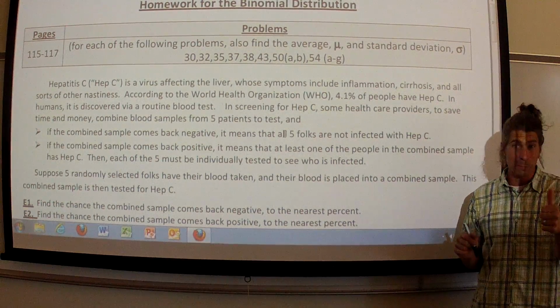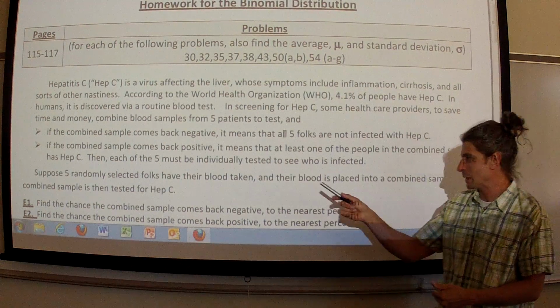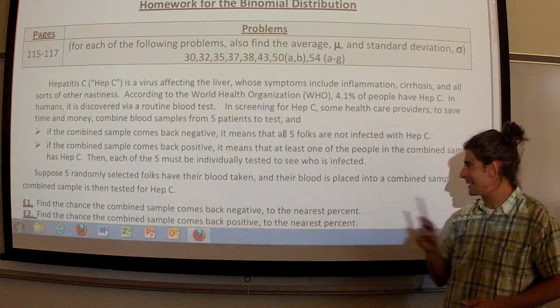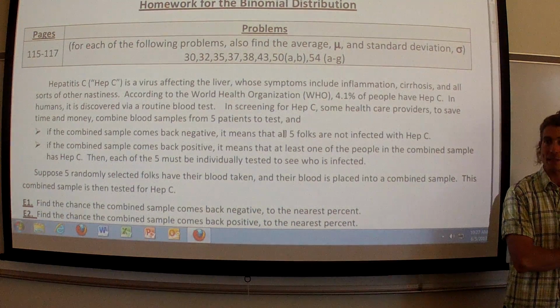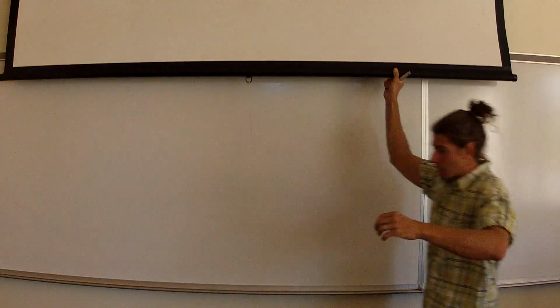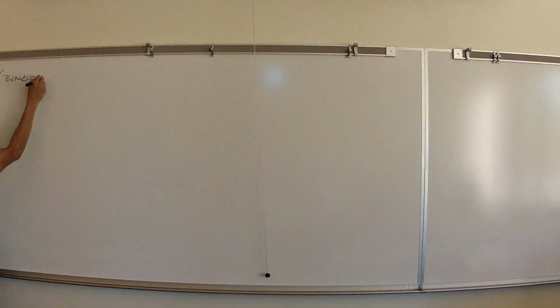Okay, so we know it's binomial. The first question I have is, what's the chance the combined sample comes back negative? Well, let's think about this distribution. Let me mute this. Let's think about this distribution for a sec, shall we? This is E1 binomial. Okay. Let's think about this distribution.